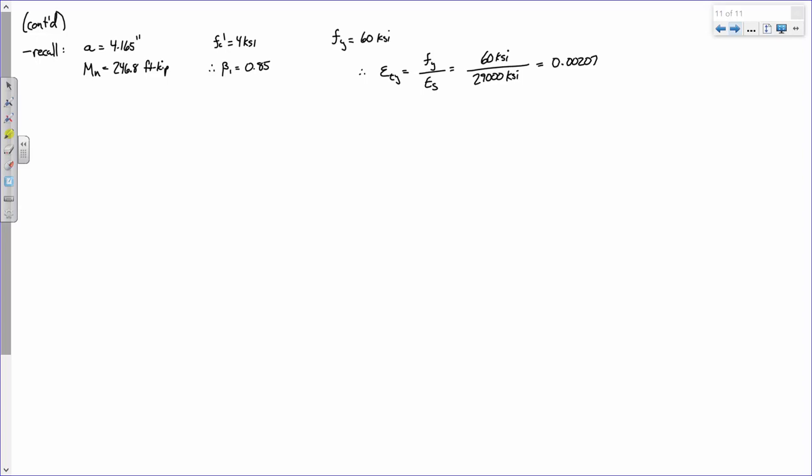So the first thing I need to do is compute the strain in the steel. Now to compute the strain in the steel, I need c. I need this distance, okay? So if you recall, we've been saying that a is beta 1 times c. So c is a over beta 1. So usually in practice, you're actually using it this way. The spec defines it as a equals beta 1 times c, but you're usually dividing. So this is 4.165 over 0.85. And so that's what?